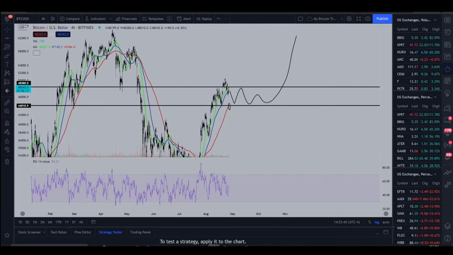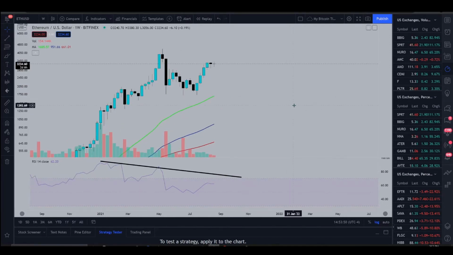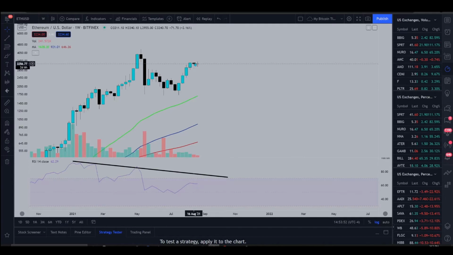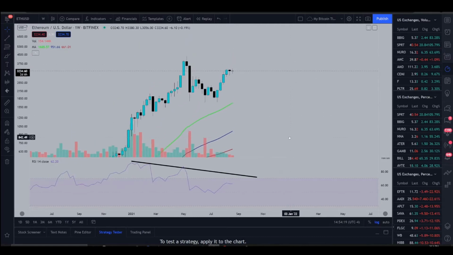All right, so coming over to Ethereum. One thing that sticks out to me right away, this is on the weekly. Once again, a hangman reversal candle came in last week, or 2 weeks, last week, yeah. This week's about to close as well, so almost 2 weeks ago. But anyway, it came in at the same time we have a downward trend on the RSI, as well as extremely low buying volume. So I think that that's enough evidence for me to expect a potential reversal right here.